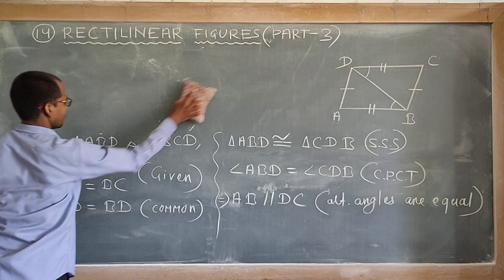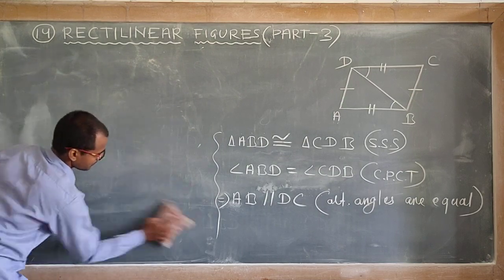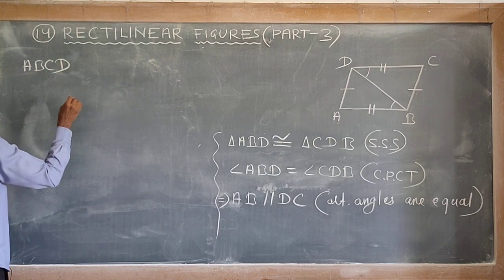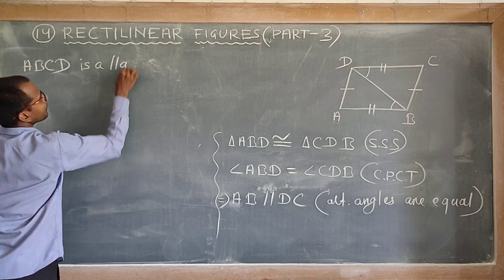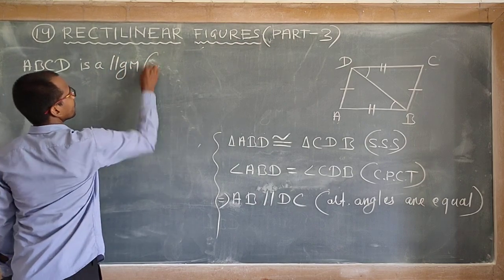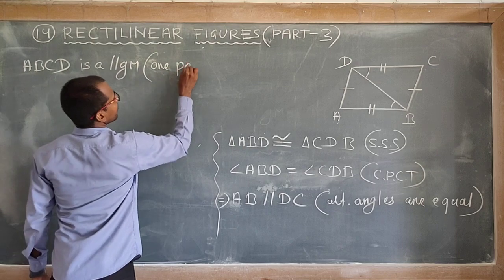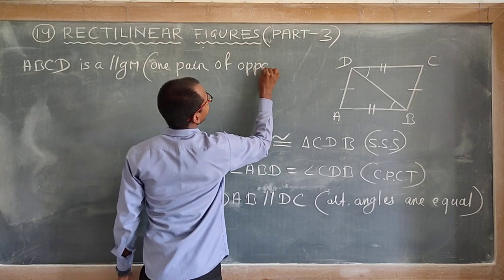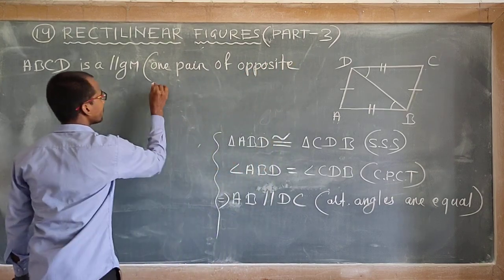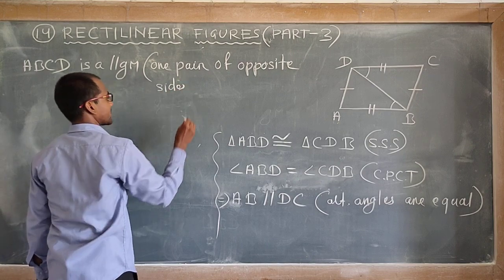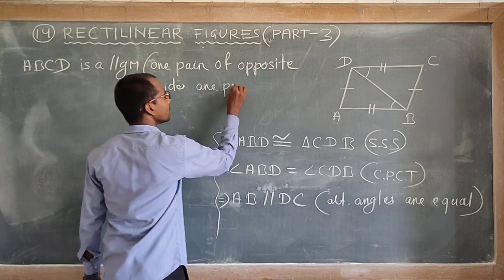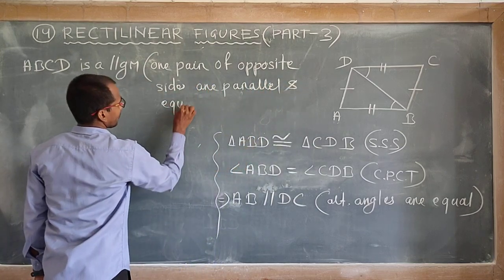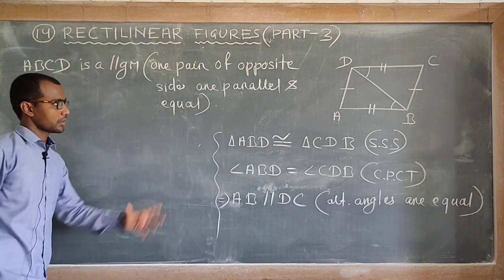So now we can write: ABCD is a parallelogram. Why? Because one pair of opposite sides are parallel and equal. So it is a parallelogram.